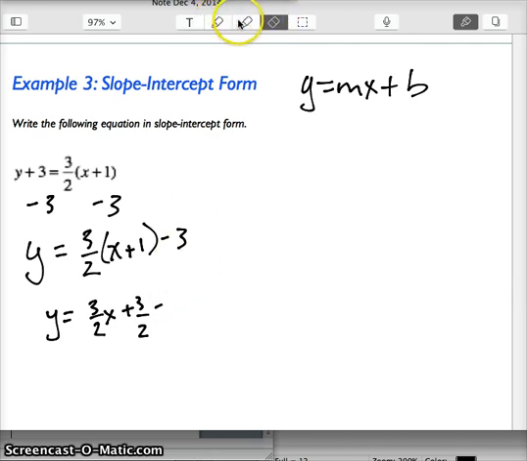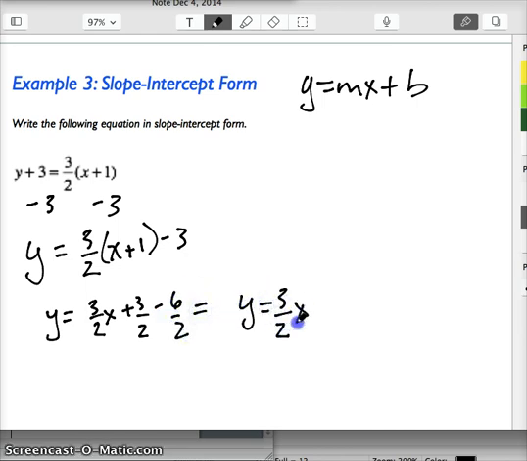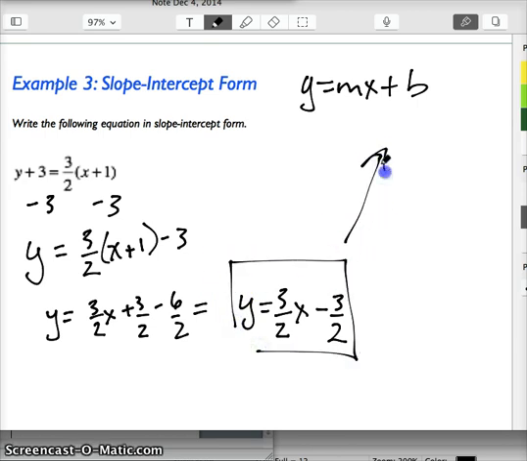So I'll do that with my eraser there. And so I've got 6 over 2. I'm going to finish off the problem. My final answer is y is equal to 3/2 x minus 3/2. So my y-intercept is -3/2 and my slope is 3/2. And I'm satisfied that I put it in the proper form.